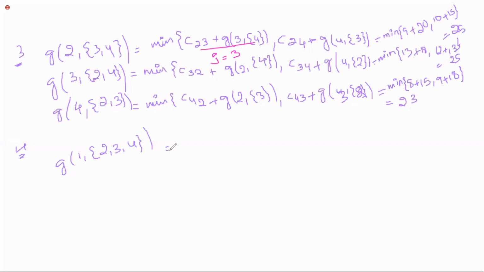So now tell me, ma'am, what is the formula? Minimum of, first I am assuming my J is equal to 2. 2 means C12 plus G of 2 comma. What will you write? 3, 4, is it not? 2, 3, 4 minus 2, which means we will have only 3, 4. Am I clear with this? Say yes or no.